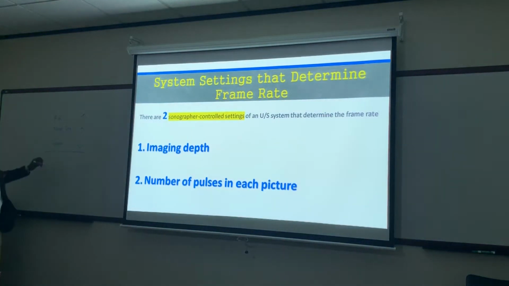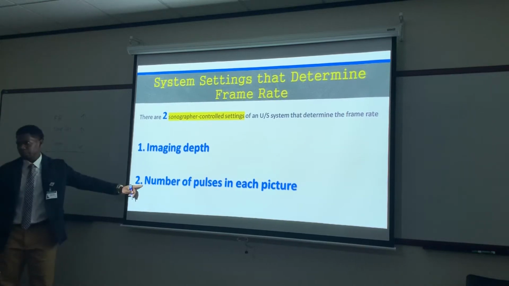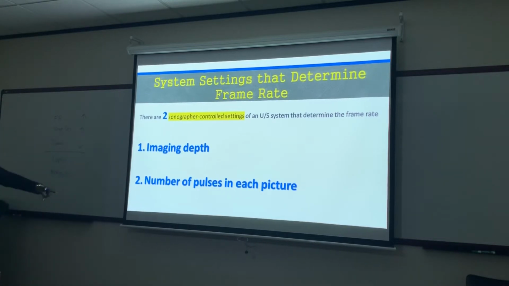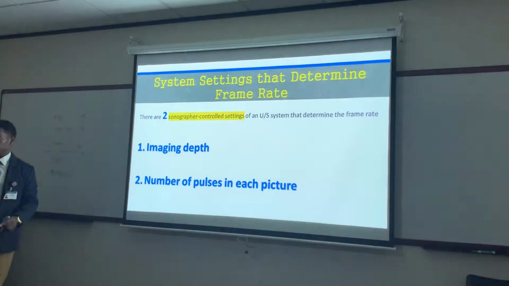So our imaging depth, I'm just going to put depth, and the number of pulses, because we're going to find out there's 3 ways we can change the number of pulses per image. We're going to find that out real soon. But the number of pulses, they're both inversely related to frame rate. I'm telling you right now. They're both inversely related to frame rate.